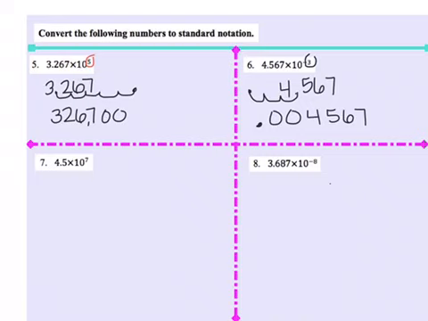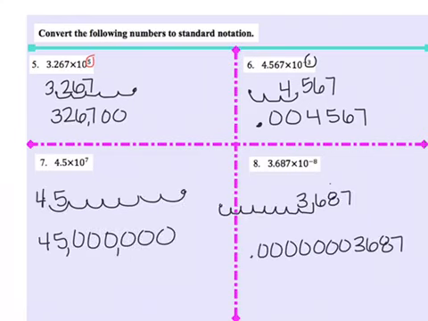Okay, go ahead again. I want you to try 7 and 8 on your own. Pause the video and then come back and check your answers. So here's the answers I got for 7 and 8. If you got something different, please come talk to me before moving forward with the rest of the notes.